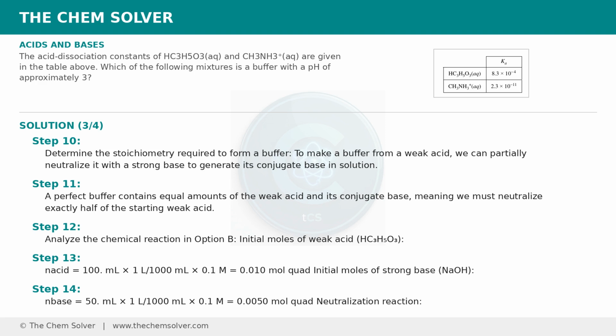Analyze the chemical reaction in option B. Initial moles of weak acid, HC3H5O3: 100 mL times 1 liter over 1,000 milliliters times 0.1 molar equals 0.010 moles. Initial moles of strong base, NaOH: 50 mL times 1 liter over 1,000 milliliters times 0.1 molar equals 0.0050 moles. Neutralization reaction.